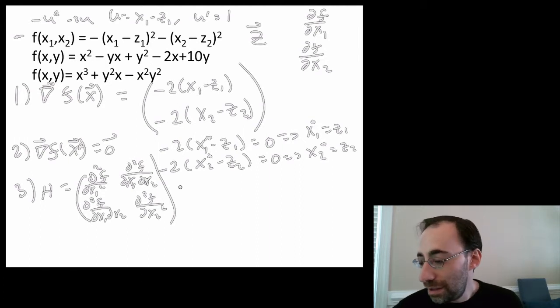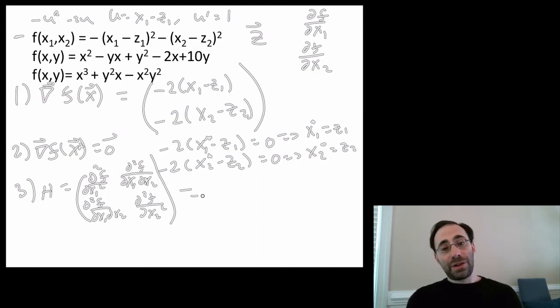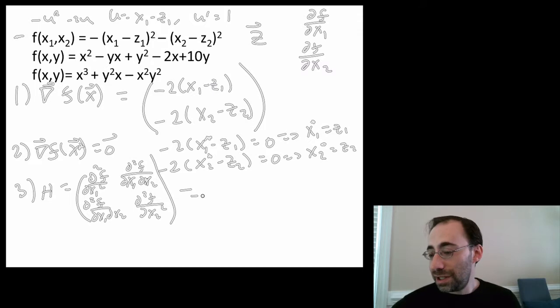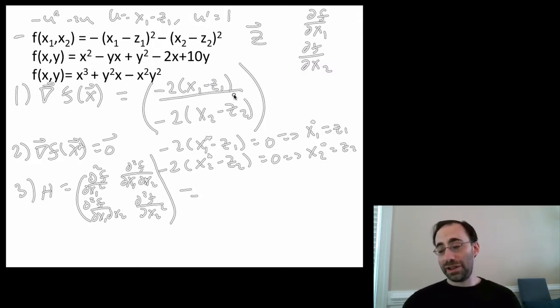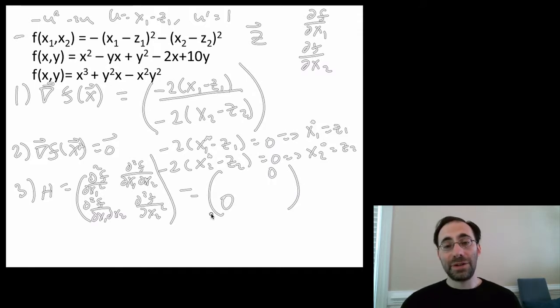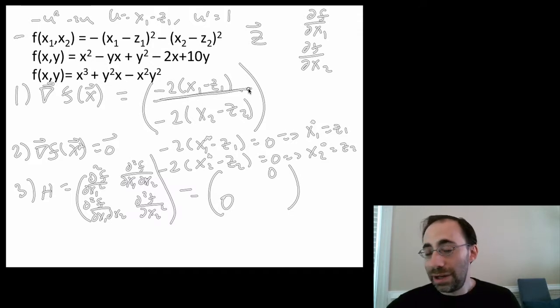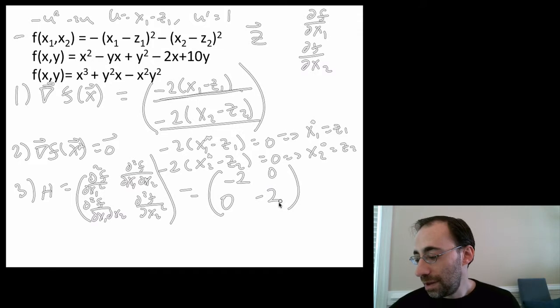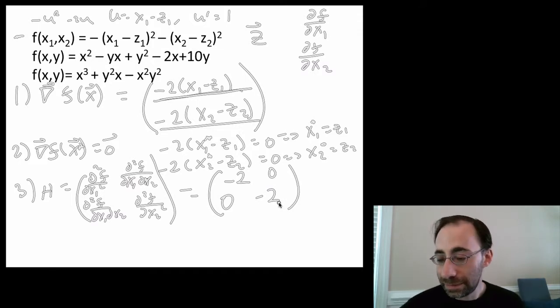There's the Hessian. Well, the off diagonal terms are 0 because this is the gradient, right? It does not depend on x2 at all. Therefore, when you take the derivative with respect to x2, this is treated as a constant, and you get 0. So the off diagonal terms are 0. What about the on diagonal terms? Well, each one's the same. Differentiating this again with respect to x1 just gives you -2. Same thing with the bottom one. And here's my Hessian.